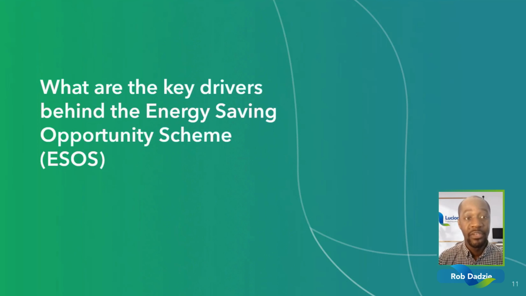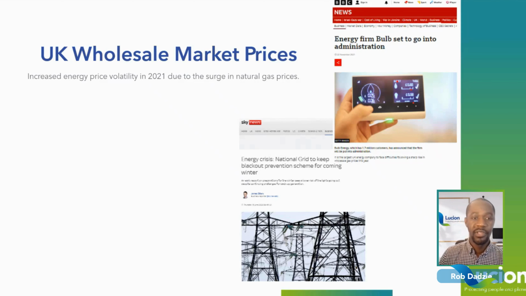It's important to understand the key drivers behind the Energy Savings Opportunity Scheme. So we'll go into a few of these in just a moment. Since 2021, there's been increased price volatility in the UK due to a surge in natural gas prices. The main reasons behind this have now been understood.